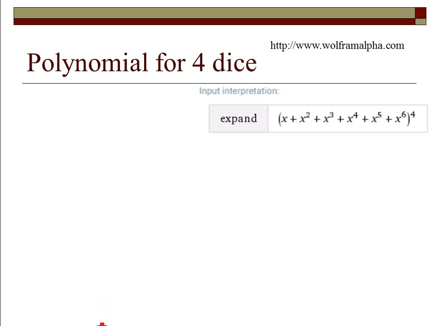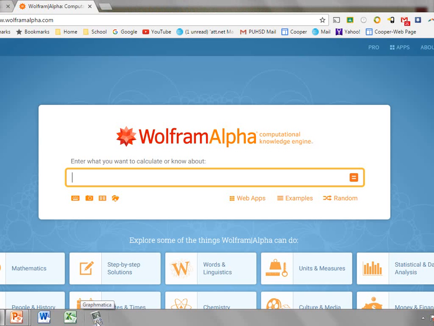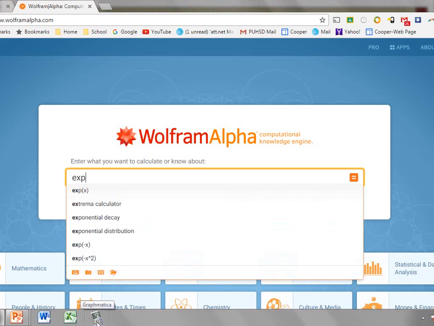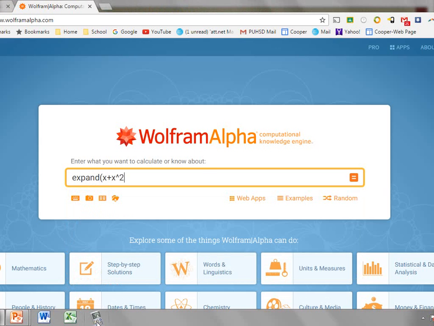And this is where I'm not sure how much they gave you or what other resources they're providing you. But if you go to that website, wolframalpha.com, and I'll show you it right here, you can simply type in something you're trying to do. So let's say I want to expand, then I put in parentheses, and I want to do x plus x squared plus x cubed plus x raised to the fourth plus x raised to the fifth plus x raised to the sixth.